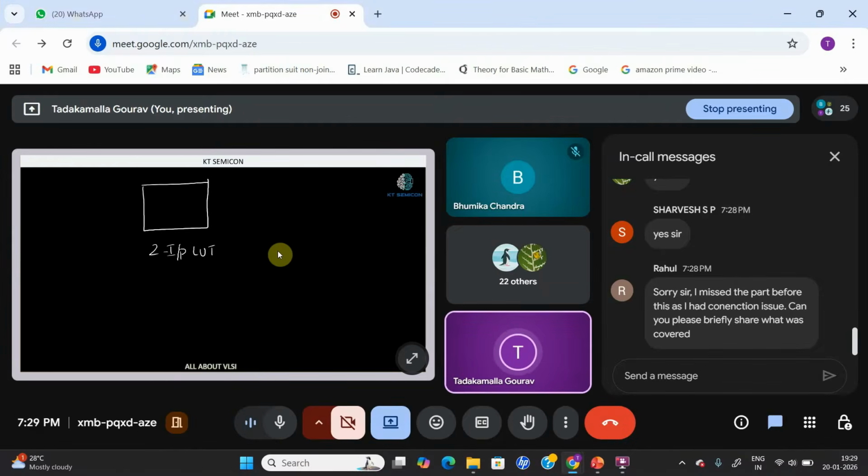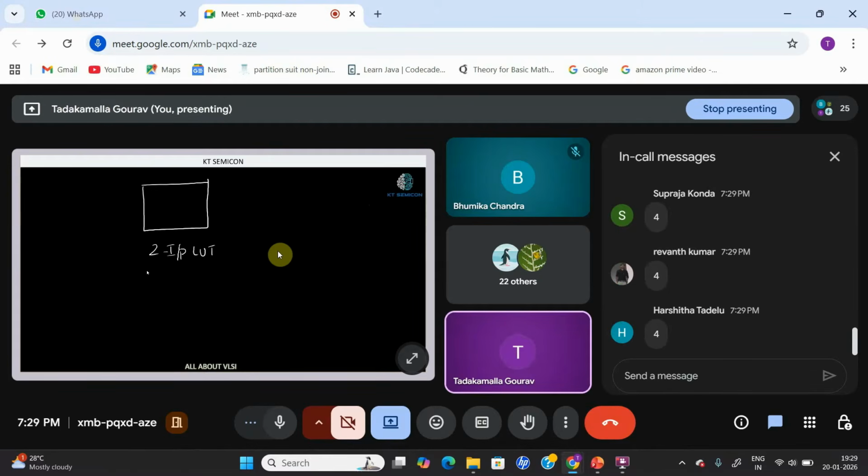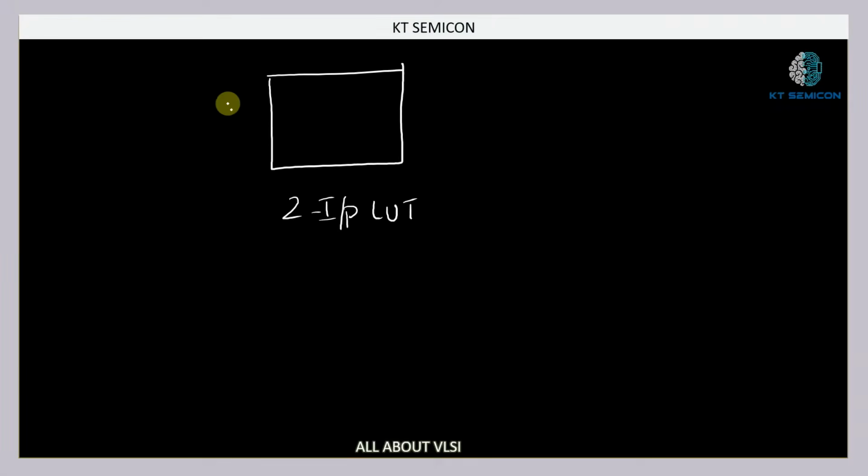Can anyone tell me, for a two input LUT, how many locations are we going to have? Exactly. A two input LUT is going to have exactly four locations, right? Now, how many inputs is it going to have? It is going to have two inputs, A and B, right? This is our LUT, which is going to have four locations, right?